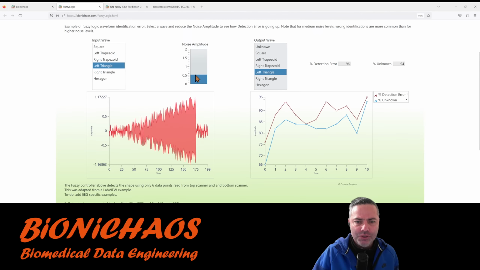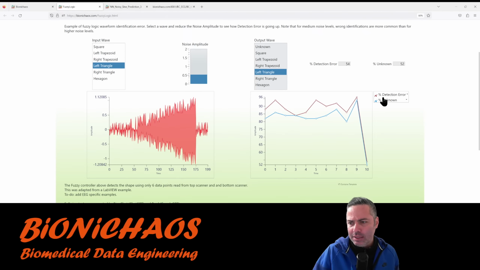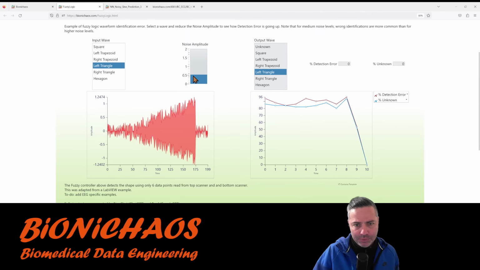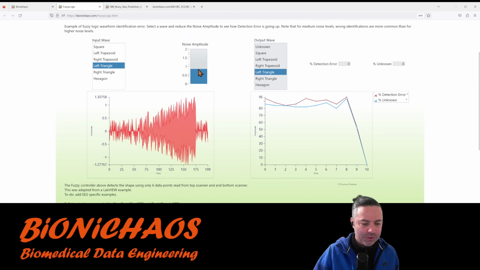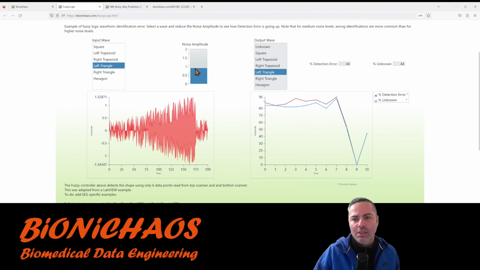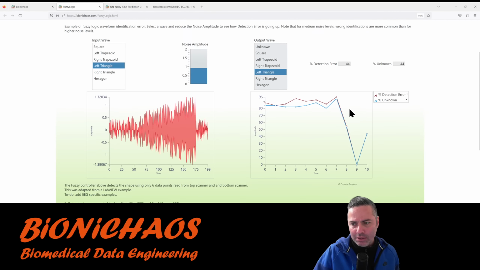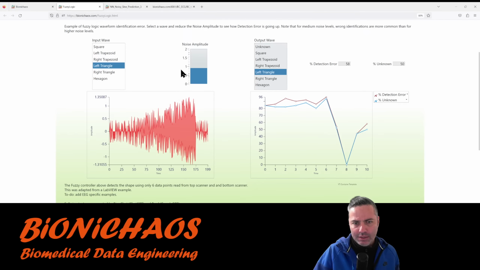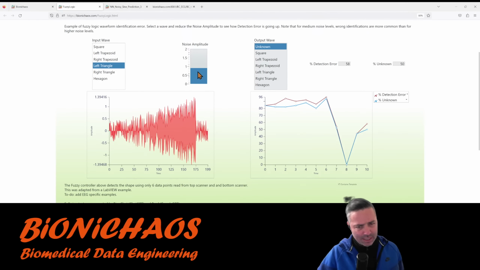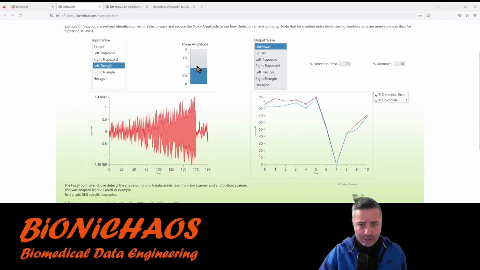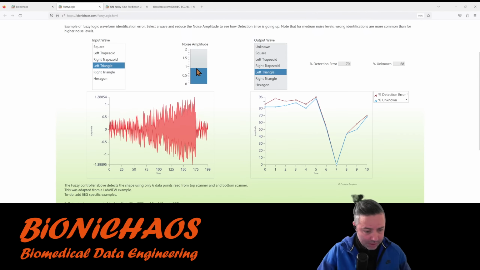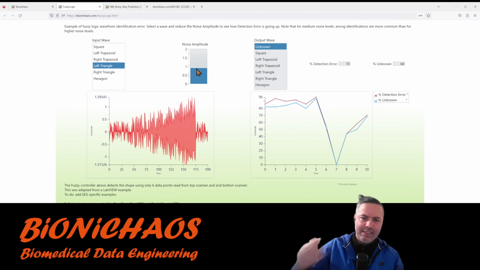And as we reduce the noise, this detection error and percent unknowns should go down. So at this noise level, it's not making any mistakes whatsoever. And now it's doing some, but probably would not be as high as before because the noise level is below 1 and the signal is 1.